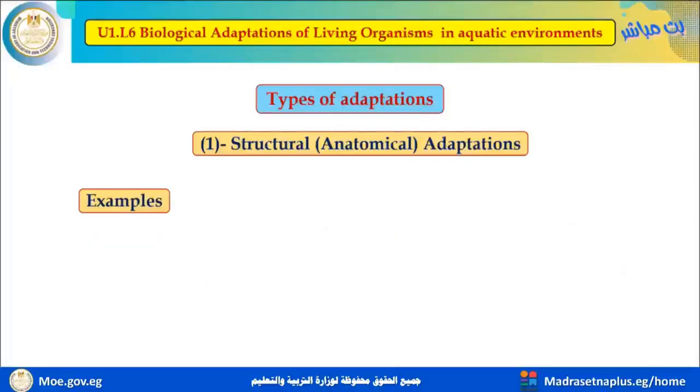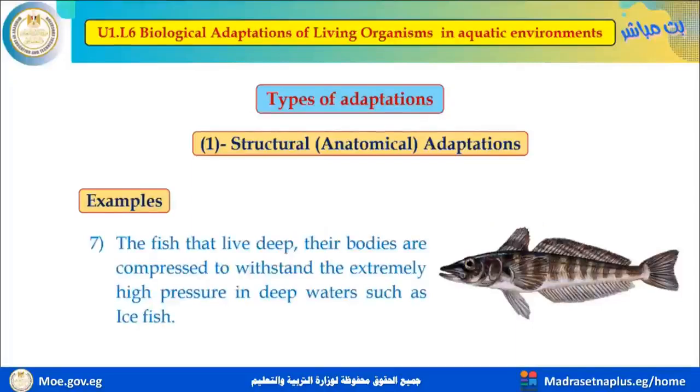Okay, let's go for another example. Fish that live deep have compressed bodies to withstand the extremely high pressure in deep waters, such as the ice fish. This picture represents the ice fish, and the ice fish has a compressed body, and the compressed body helps the fish to withstand the extremely high pressure, especially in the deep areas in the oceans. So again, this is a kind of structural or anatomical adaptation.